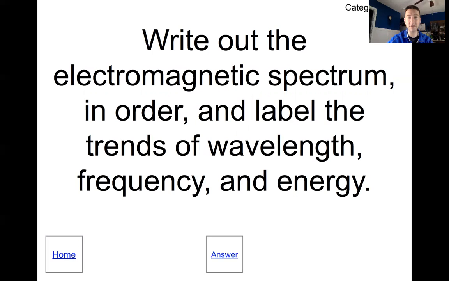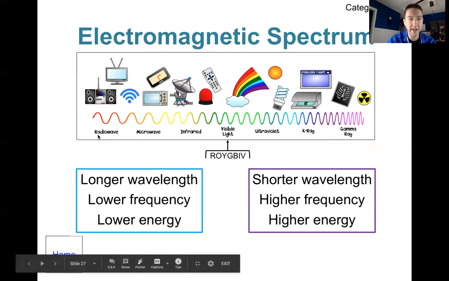Write out the electromagnetic spectrum in order and label the trends of wavelength, frequency, and energy. Okay, if you're going from low energy to high energy, as the energy goes up, the frequency is going to go up, the wavelength is going to go down. So we have radio that's on the lowest. We have gamma that is the highest. We have visible light in the middle, but radio, microwave, infrared.